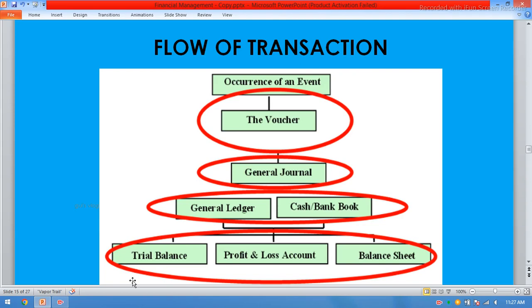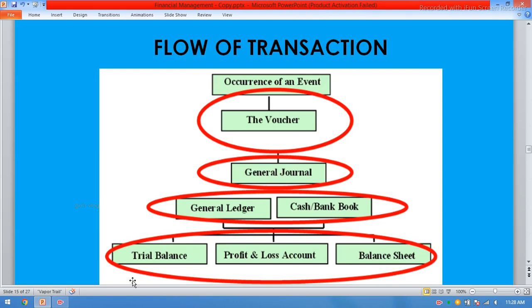Flow of transactions: occurrence of an event, the voucher, journal voucher, journal ledger, cash book, bank book, trial balance, profit and loss account, balance sheet.